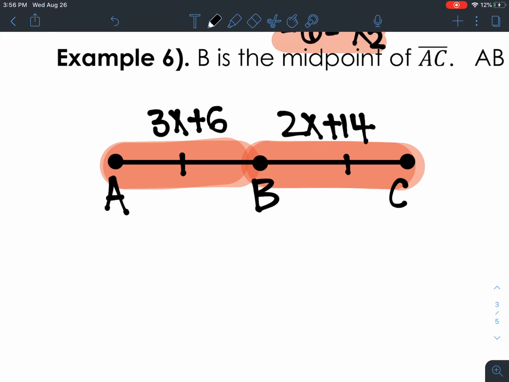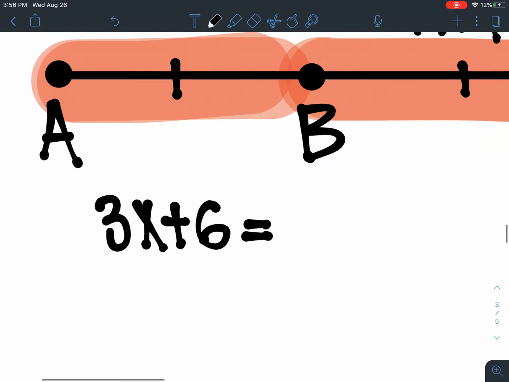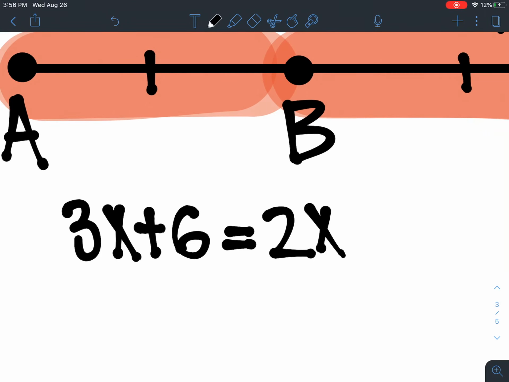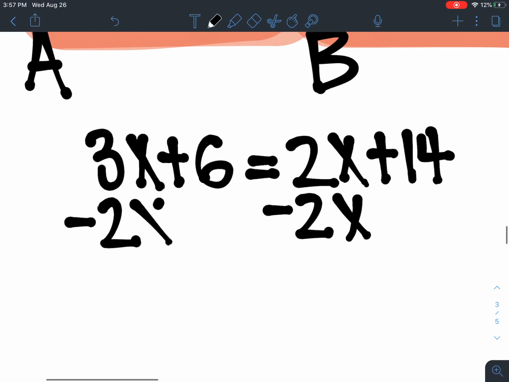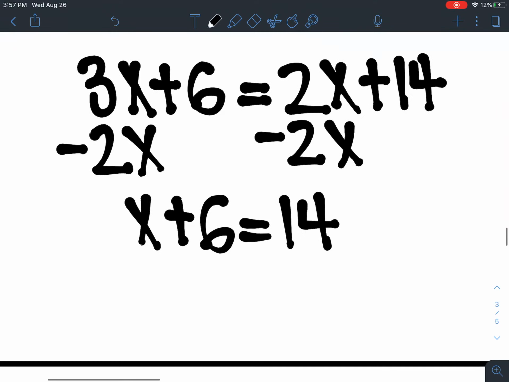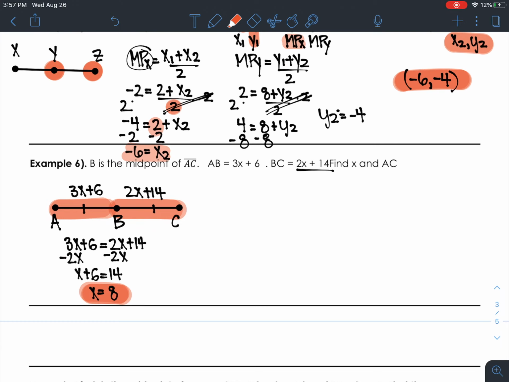So what I'm going to do is set those two expressions equal to one another and solve for x. So I'm going to have 3x plus 6 equals 2x plus 14. I'm going to solve, so I'm going to subtract 2x from both sides. I'm going to get x plus 6 is equal to 14. Subtract out that 6, I'm going to get x is equal to 8. So that's my first half.